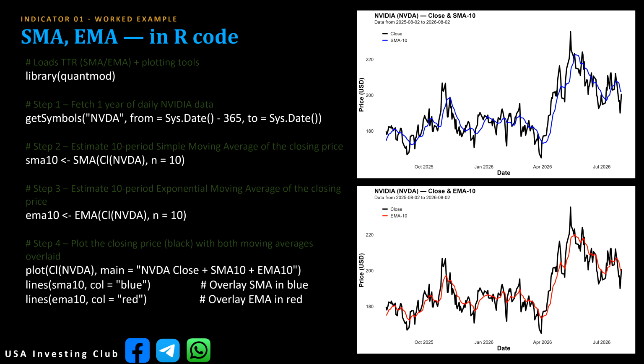Step 3. We compute a 10-period simple moving average of the closing price. One line of code, calling the SMA function on the closing prices with N equal to 10. Step 4. We compute a 10-period exponential moving average the same way, just calling EMA instead of SMA. And step 5. We plot the raw closing price, then overlay the SMA in blue and the EMA in red on top of it. That's genuinely the entire implementation.